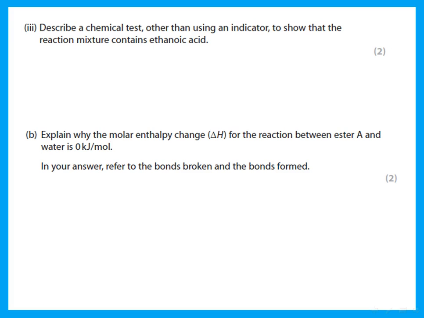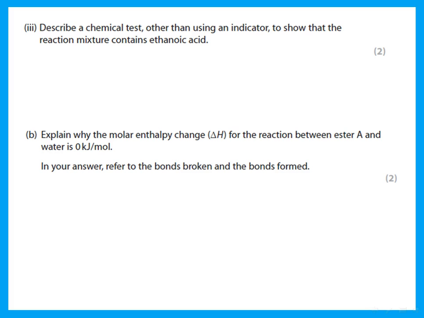Describe a chemical test other than using an indicator. You don't mention indicator. That means you don't mention litmus paper. You don't mention universal indicator. He's saying a chemical test to show that the reaction contains ethanoic acid. What was the chemical test for acid without using indicator?